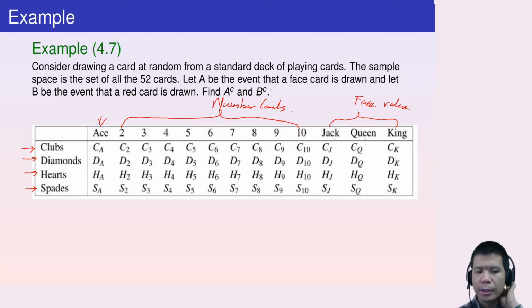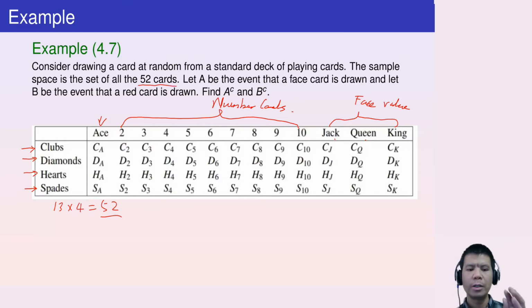So you see that in each suit, we have 13 cards. So in total, we have 13 times 4, that's 52 cards. If we randomly select one from this standard deck, then the possible outcome is going to be each one of them, right? So therefore, the sample space is the set of all the 52 cards. That is our sample space.